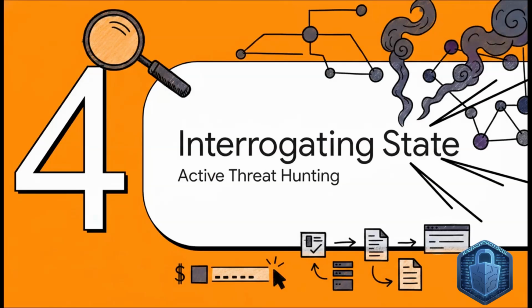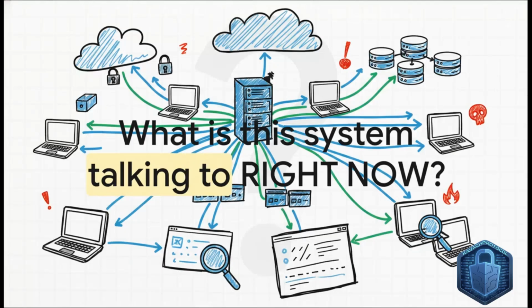Part 4. Interrogating state. Okay, let's pivot the narrative a bit. We're moving from passive structure to live, active investigation. When you get called into a high-stress incident response scenario, this is the absolute high-stakes question you have to answer immediately. What is this system talking to right this exact second? We need to look at live network connections and running processes if we want to catch attackers in the act.